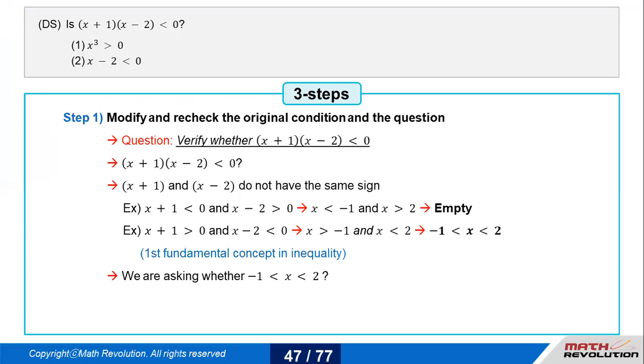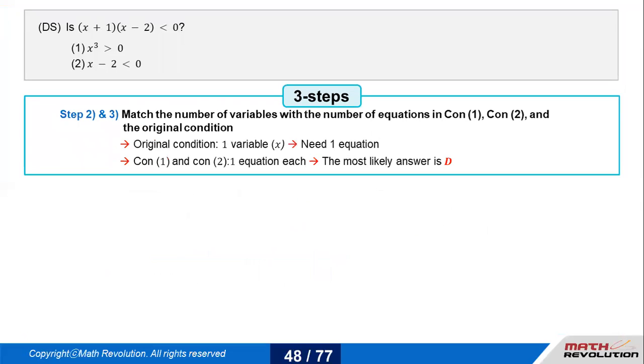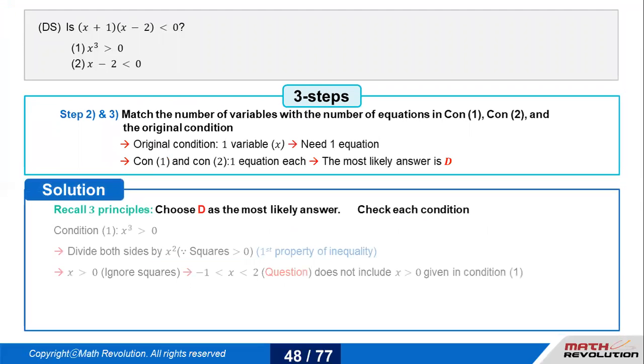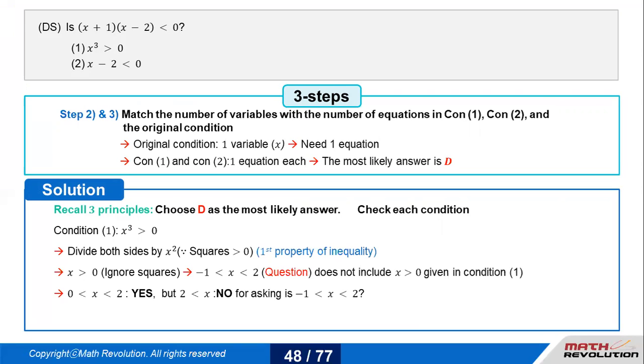Condition number 1 says x cubed is greater than 0. That means x is greater than 0, right? So if x is greater than 0, does that particular condition include the condition? The question is, x is between -1 and less than 2. X is greater than 0. That is not including this particular condition. So condition number 1 is not true.